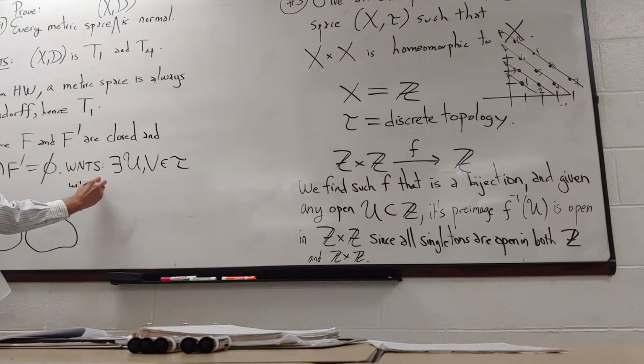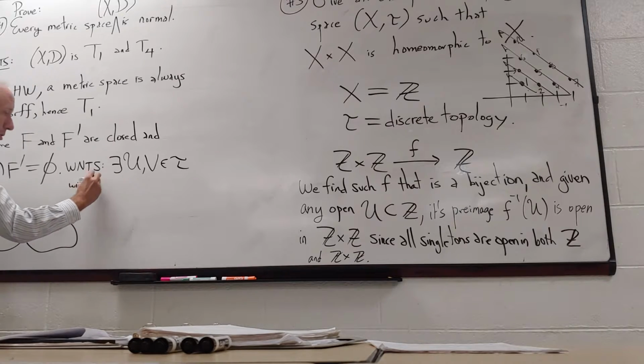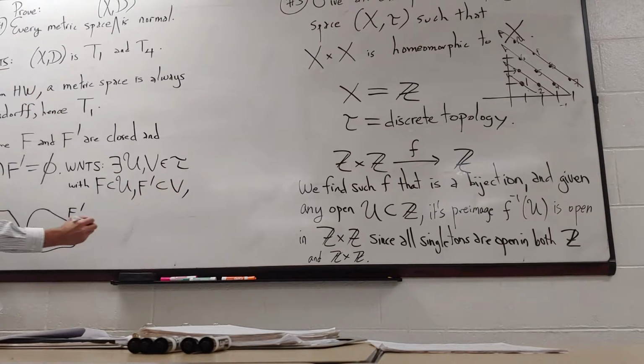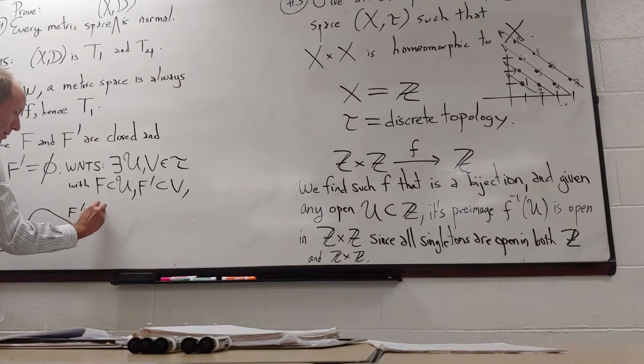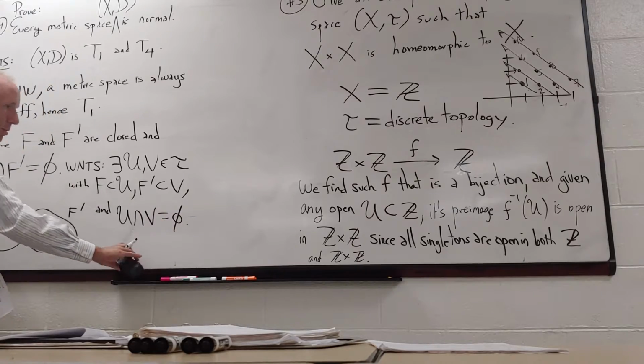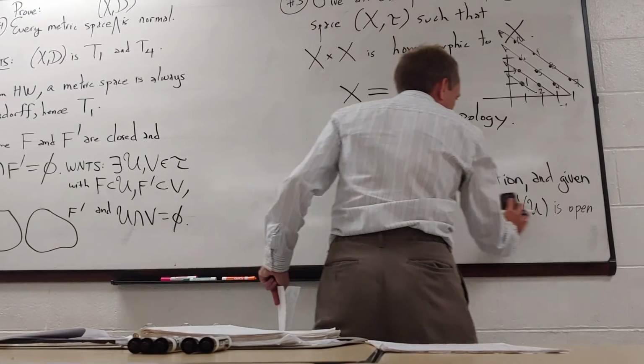We need to show there exist U and V in tau, they're open, with F a subset of U, and F prime a subset of V, and the intersection of U and V is empty. So we want to show all of these things right here. Okay, let's see if we can do it.